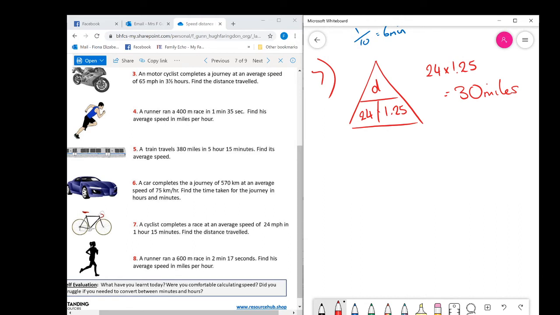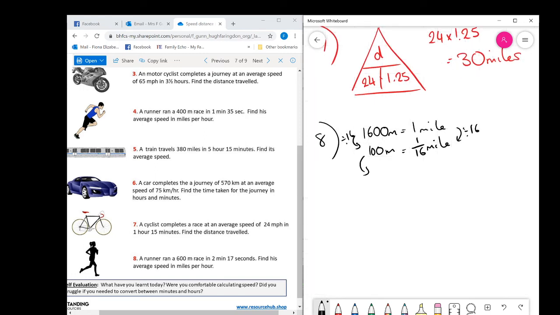And lastly, number 8. A runner ran a 600 metre race in 2 minutes 17 seconds. Find his average speed in miles per hour. They seem to like question 4 and 8 as being really hard questions. Okay, so again we've got to turn metres into miles. So we've got 1600 metres is equal to 1 mile. I'm going to go down to 100 metres by dividing by 16, so 1/16 of a mile is 100 metres.